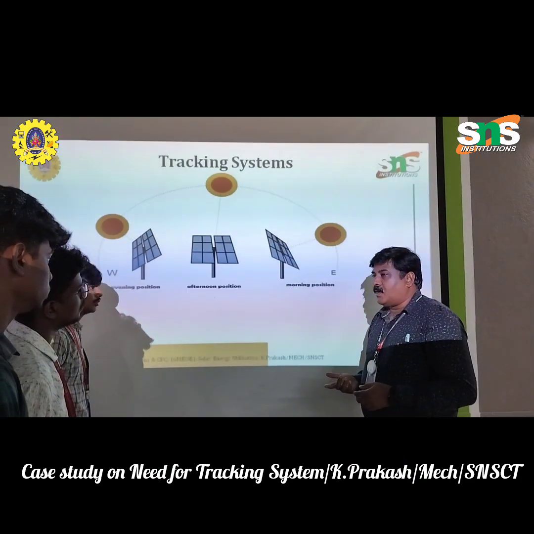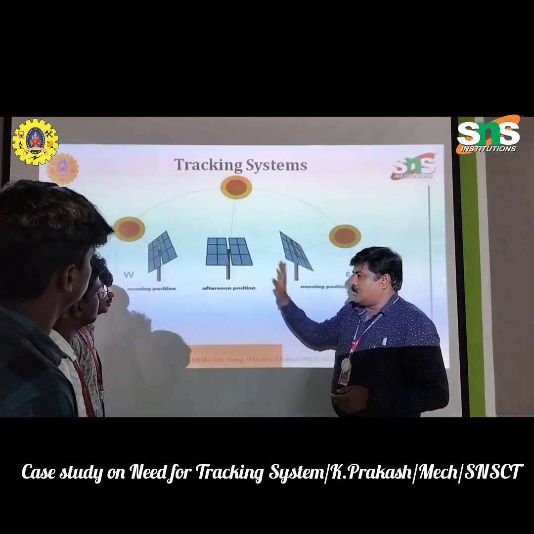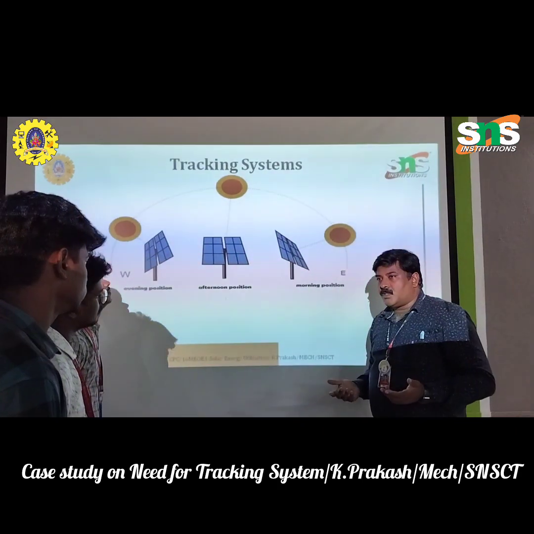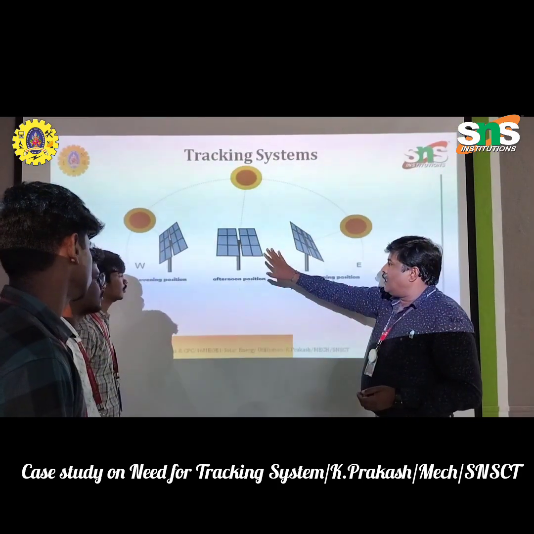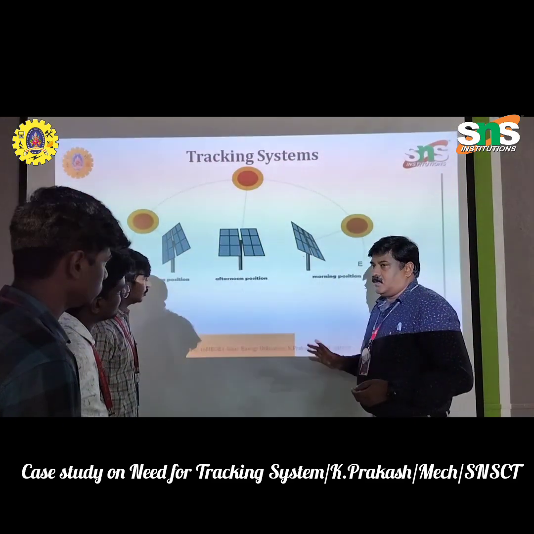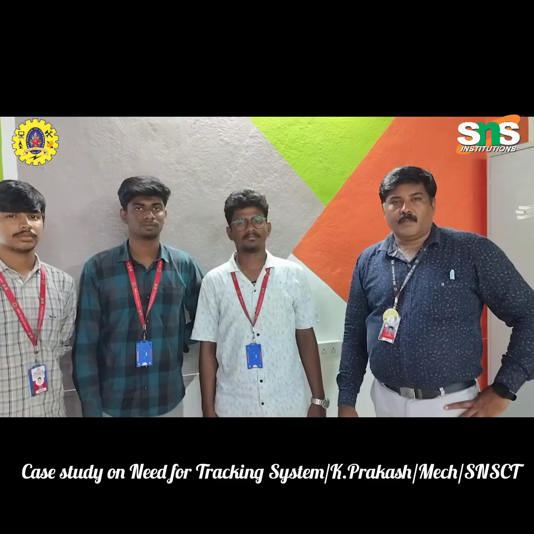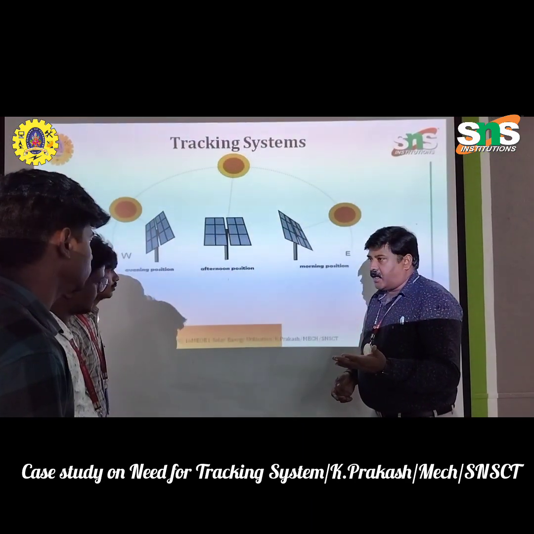No. Then what is the position to be there? We shall change the position like this. Same way, in the evening hours, what happens? Sun is coming here. If this setup is not changing its position, when it is fixed like this, our efficiency will be zero. The solar radiation will not be absorbed. Is it correct? Yes, sir.